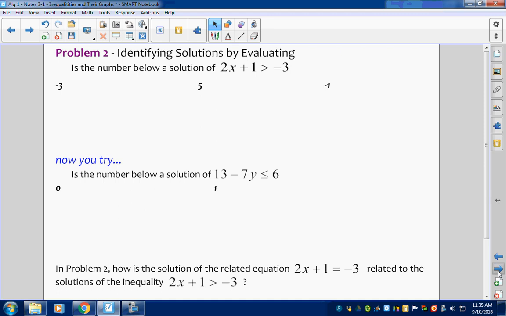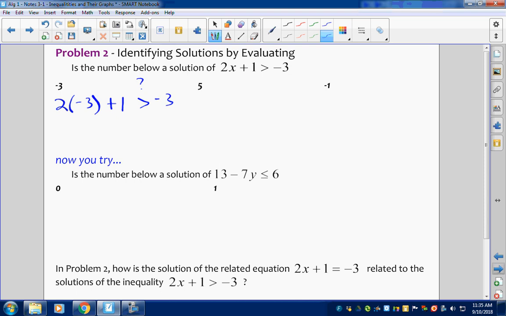So, identifying solutions by evaluating. Is the number below a solution of 2x + 1 > -3? We're not going to solve it. That would be the more efficient way to do this. We would tell you which ones of these would work and which ones would not. But at this point, we're just going to plug in the value. So, for example, 2 times -3 plus 1. The question is, I'll put a question mark over that, is that greater than -3?